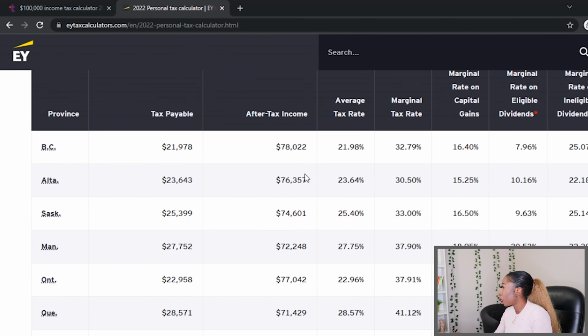Okay, now that we've seen an example of how the tax system works and the calculation, and we have also seen how to use the online calculator to determine your tax payable and how much you'll be owing in taxes, I hope you guys have learned something.